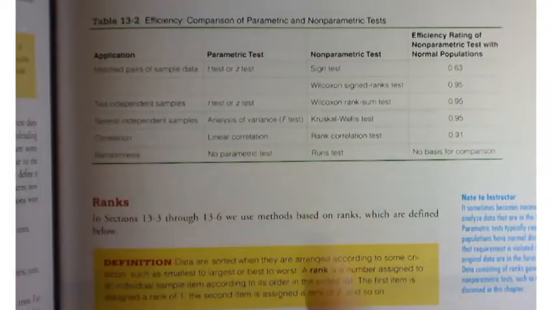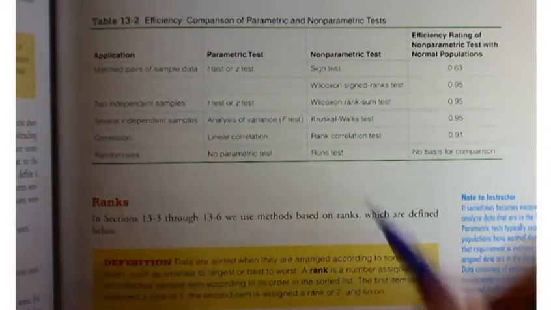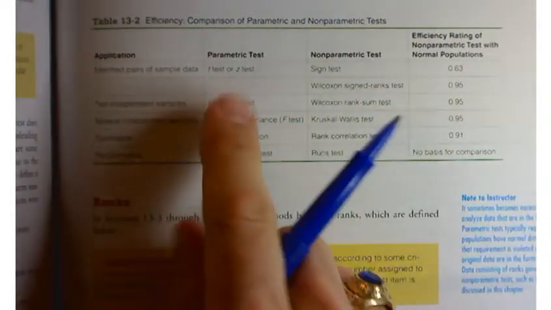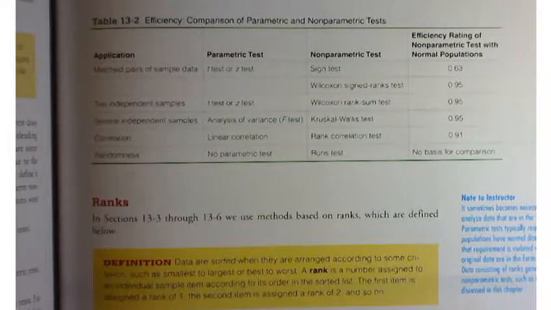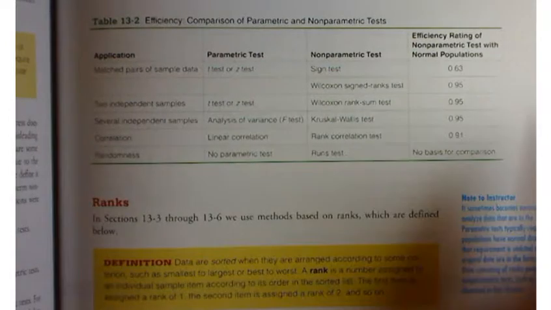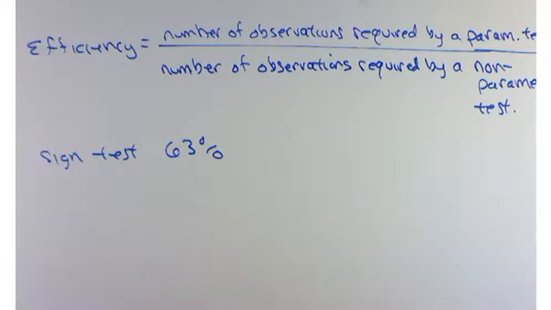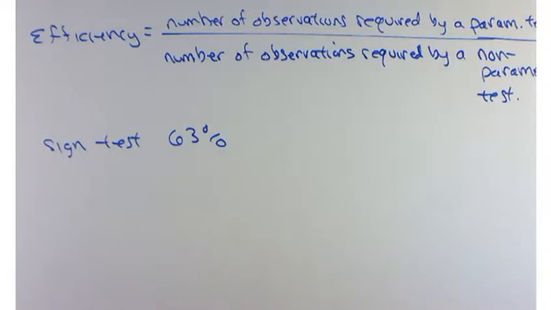So there's a lot of different tests that we can do non-parametrically that we do parametrically. They just work a little bit different. In the case of the sign test, we're not going to be testing claims about a population mean. We're going to be testing claims about a population median. Okay, so how does a sign test work? Let's take a look at that.